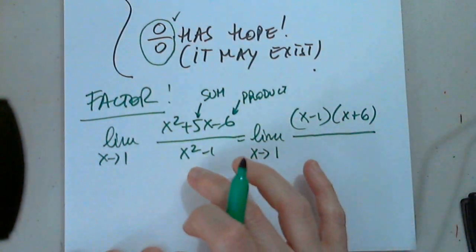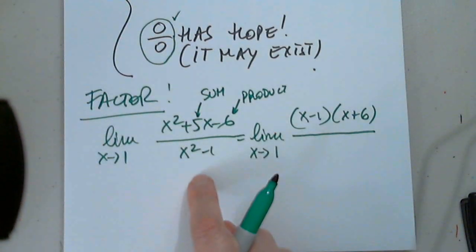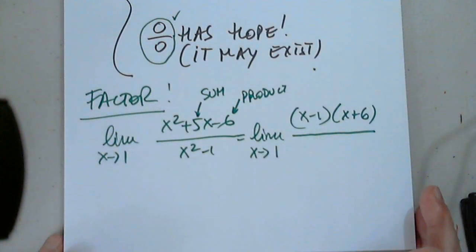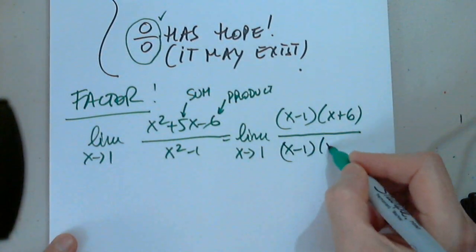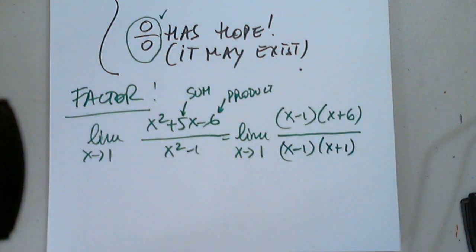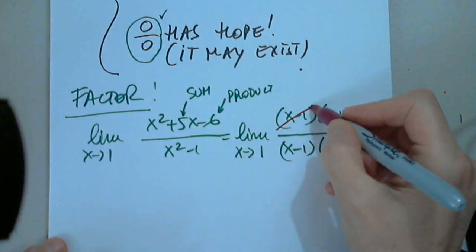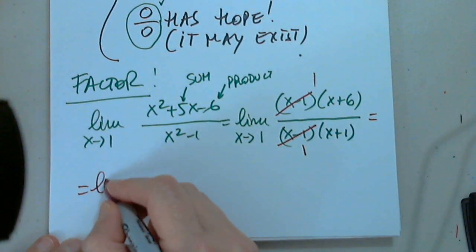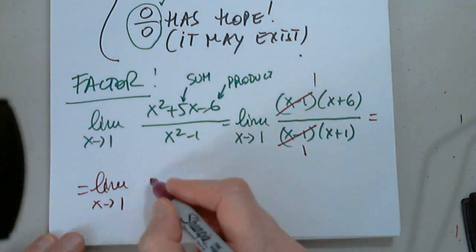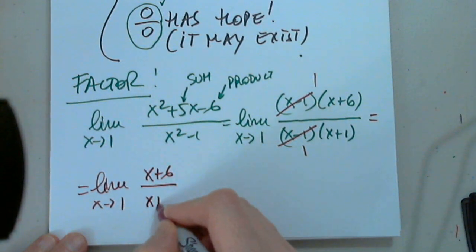Perfect. Can anyone factor the denominator? And we discussed this at the beginning of the class. It's one of those. X minus 1 and x plus 1. Brilliant. Thank you very much. Good. Do you notice anything? Can we get rid of anything? We can get rid of x minus 1. Excellent. Good. Do not drop the limit operator. Limit as x approaches 1 of x plus 6 over x plus 1.